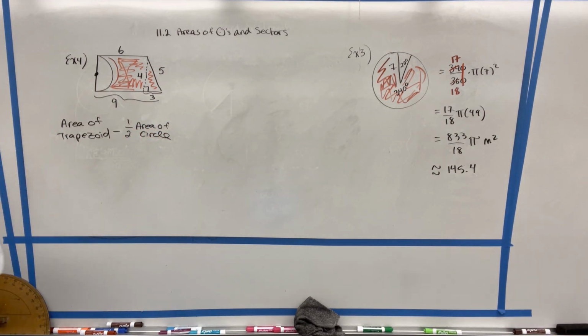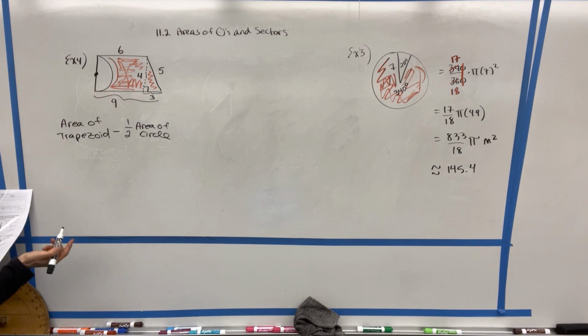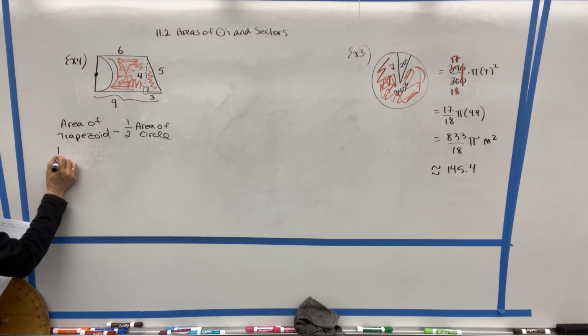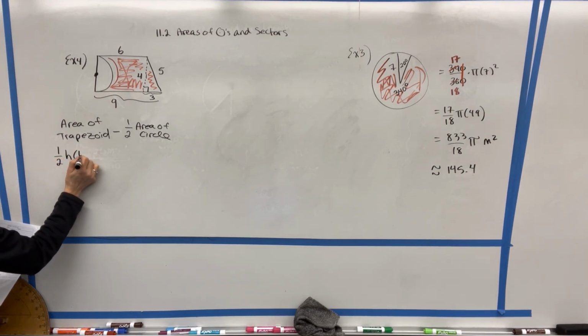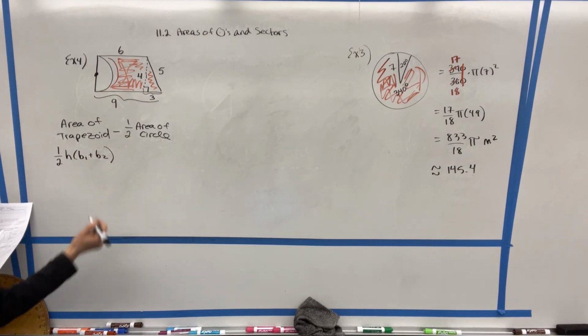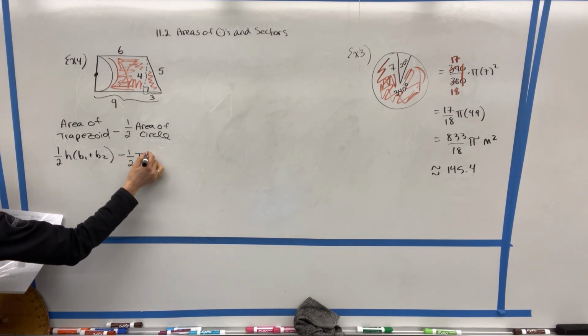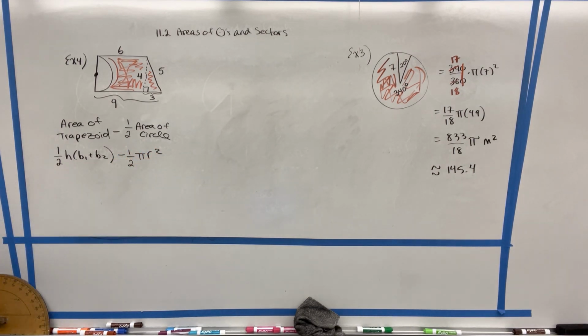Now, we reviewed the formula for area of a trapezoid in our last lesson, I believe, or maybe it was 2 lessons ago. It's 1/2 the height times the sum of the bases. And then for half of the area of the circle, I would subtract 1/2 of pi r squared.